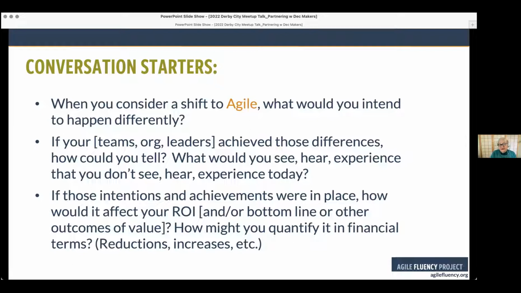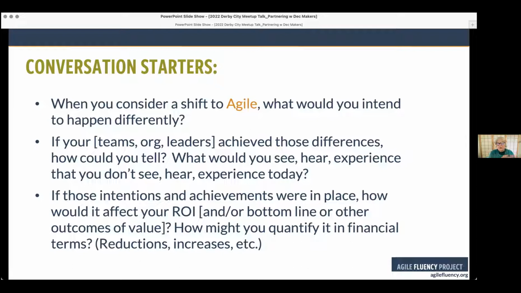So after they say, well, our teams need to communicate better, which is the thing I sometimes hear, I try to get that pulled apart a little bit more. If they were communicating better, what would you see, hear, experience? Then when you saw those things, what do you think the impact would be on your ROI or your bottom line or other things that you value in your organization? What would that be? And could you qualify it in financial terms?